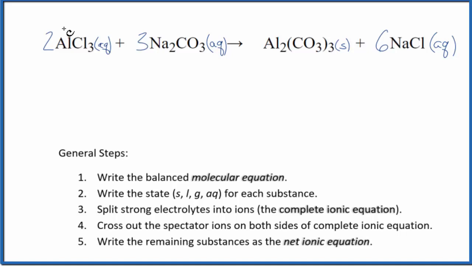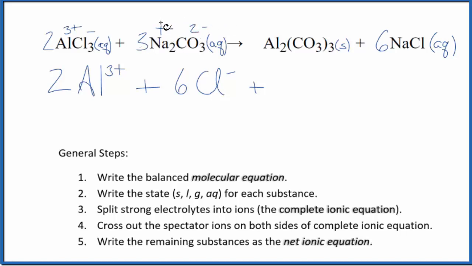Aluminum, group 13, has a 3 plus ionic charge, and the chloride ion is 1 minus. So I have 2 aluminum ions, 2 of these Al3 plus. I won't write the state each time. Let's do that at the end. 2 times 3, 6 chloride ions. Sodium's in group 1 on the periodic table, 1 plus. The whole carbonate is going to be a 2 minus. So I have 3 times 2, 6 sodium ions, and then I have 3 of these carbonate ions here.